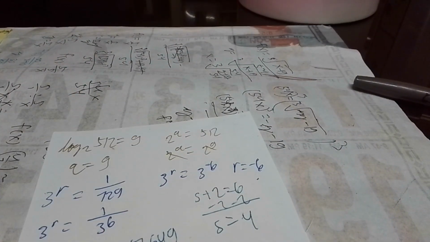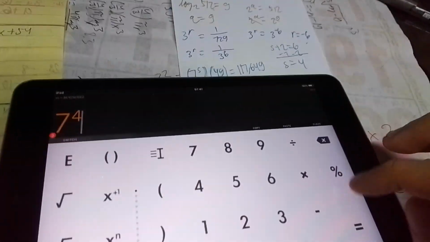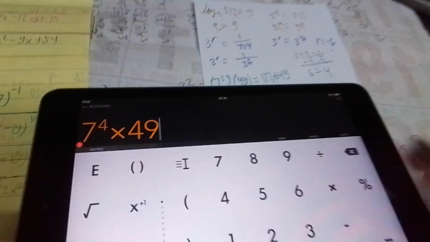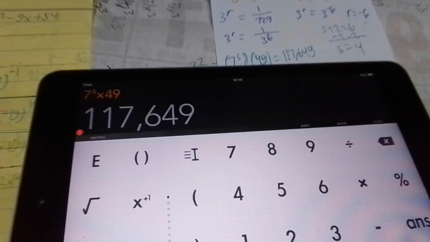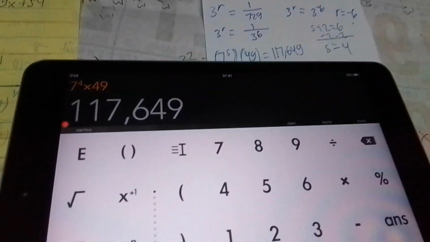And that's our answer. Now let's plug it back into the formula to double check. Get your calculator, let's see if we got the same answer. 7 raised to the 4th power times 49. Yes, it will still give you the same answer, 117,649. Checks.